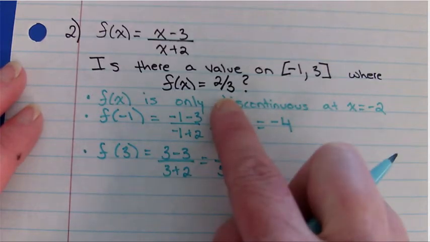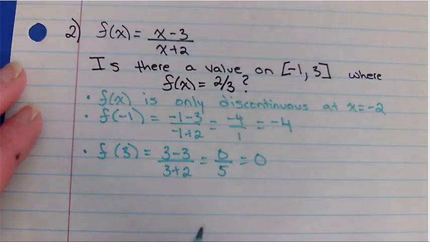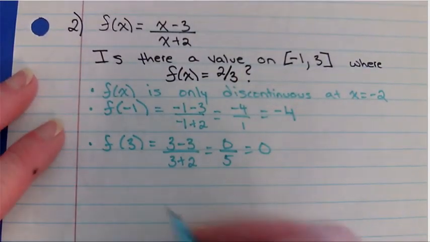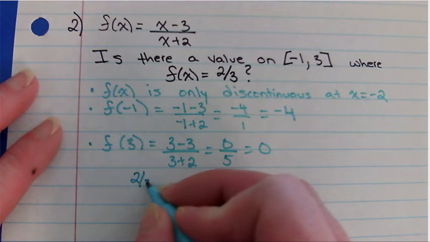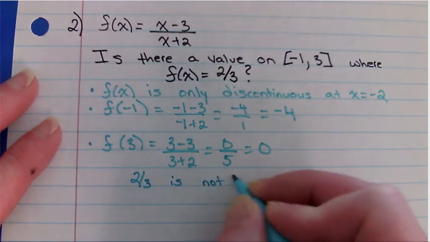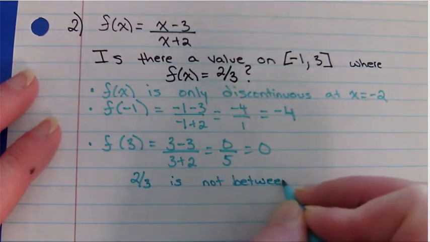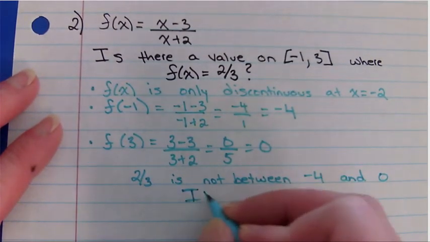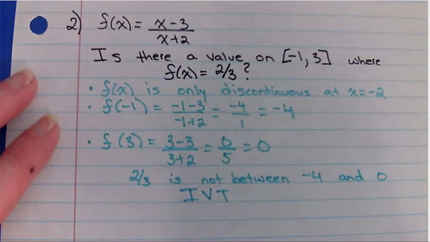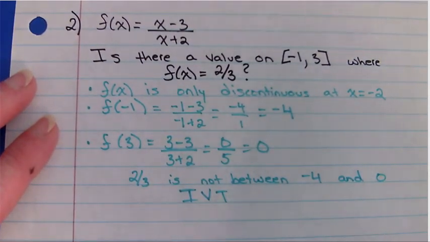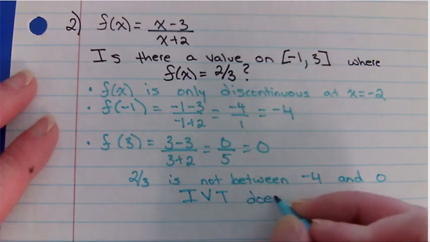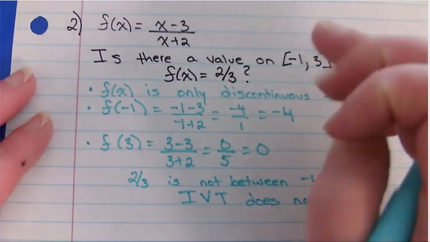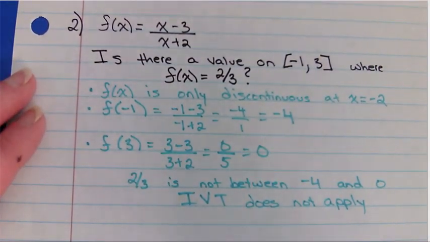Well, do I need to pass through 2/3 to get from -4 to 0? No. 2/3 is not between -4 and 0. Sometimes we abbreviate the intermediate value theorem as IVT because I'm a lazy mathematician. It does not apply. So remember, our y value had to be between those for this to work.